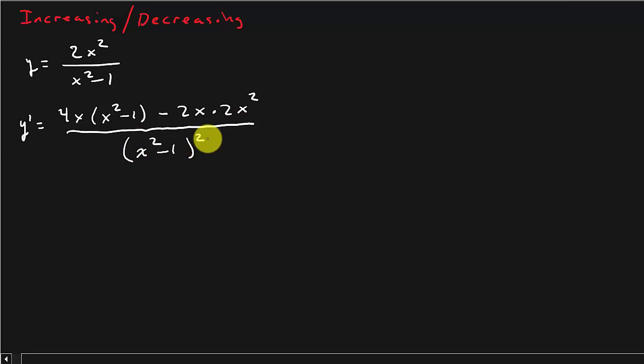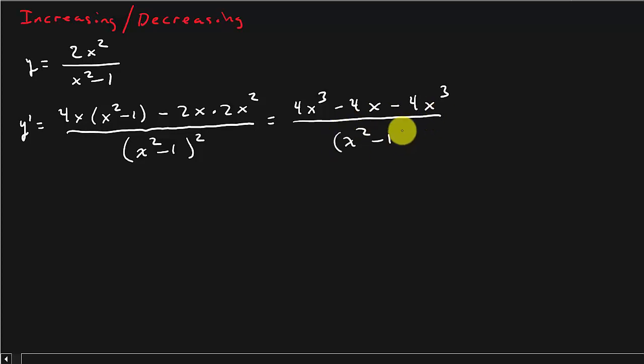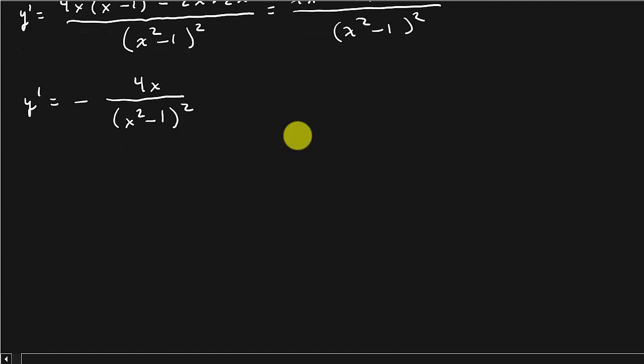All right, so let's see what we get. That is going to be 4x cubed minus 4x minus 4x cubed, all over x squared minus 1 squared. And so we get y prime is negative 4x over x squared minus 1 squared. See, the 4x cubeds cancel out, so I'm left with the negative 4x. I just took this negative and put it outside here. All right, so we're finding our critical numbers now. We've got to set y prime equal to 0. Well, we know y prime is equal to 0 when the numerator is equal to 0, and so that's when x equals 0.